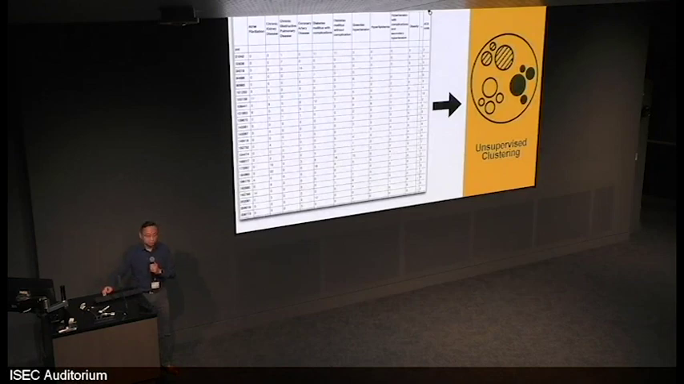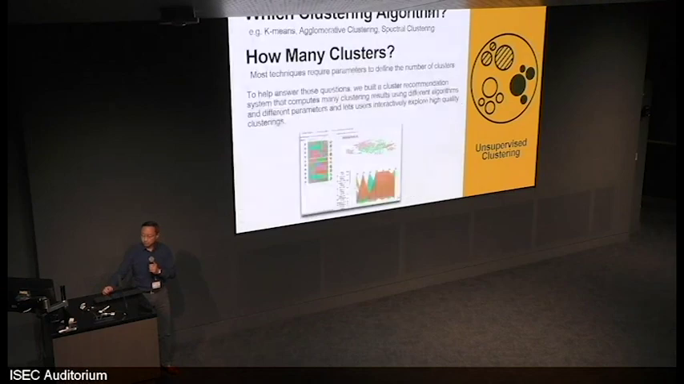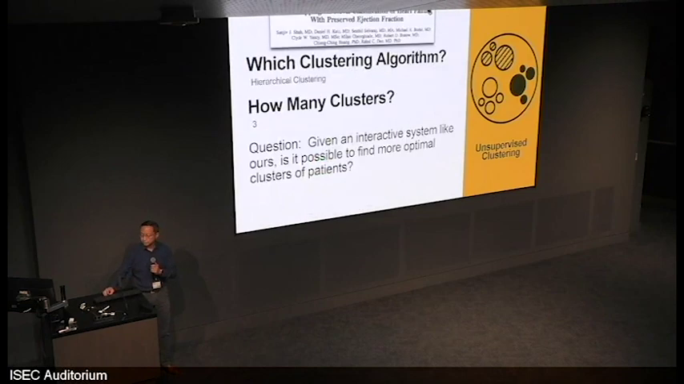Once we extracted all the data, we then used the tool to do the unsupervised clustering. As I mentioned before, a lot of the challenges are what algorithms you want to use, how many clusters, and what parameters. This tool is really designed to help facilitate that process and do as much of the work up front, and let the data scientists and the clinicians work together and introspect the clusters and better understand the results. In the Shah paper, they wound up using hierarchical clustering with 3 clusters at the end. And our question is really, given our interactive system, are we able to find better, more optimal clusters of patients?